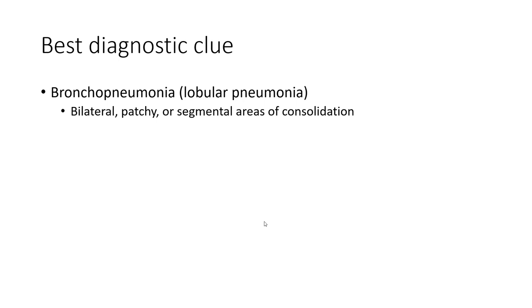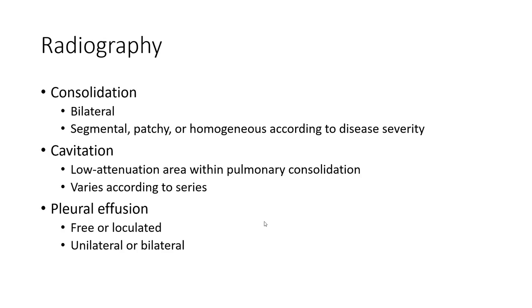It usually shows on radiograph features of bronchopneumonia, which could be bilateral, patchy, or segmental areas of consolidation. Consolidation could be bilateral, segmental, patchy, or homogeneous according to disease severity.